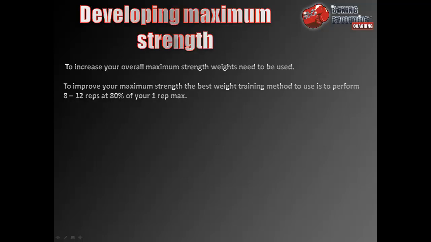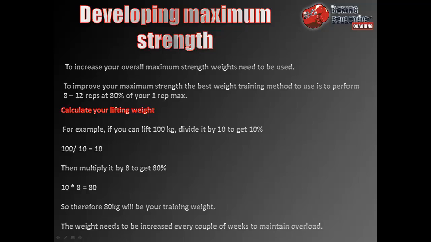Developing maximum strength. To increase your overall maximum strength, weights need to be used. To improve your maximum strength, the best weight training method to use is to perform 8 to 12 reps at 80% of your 1 rep max. Calculate your lifting weight. For example, if you can lift 100 kilograms, divide it by 10 to get 10%. 100 divided by 10 equals 10. Then multiply it by 8 to get 80%. 10 times 8 equals 80. So therefore 80 kgs will be your training weight.